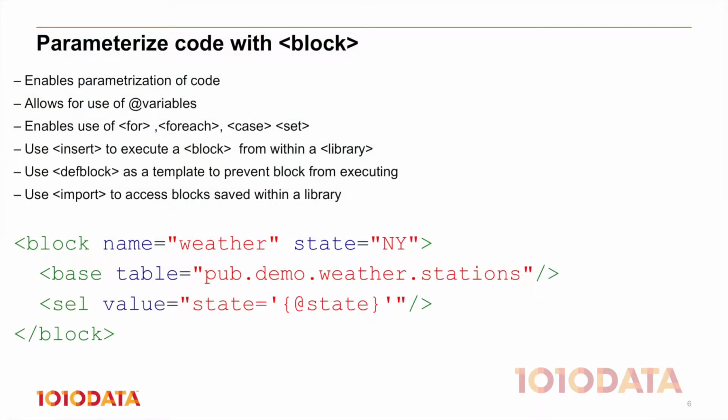Blocks can be saved as quick queries. You can embed them in library tags. This example itself will actually run if you paste it into the XML code. But you could save it as a quick query in library tags or convert it to a def block. And then in order to make it run, you would have to use an insert tag.